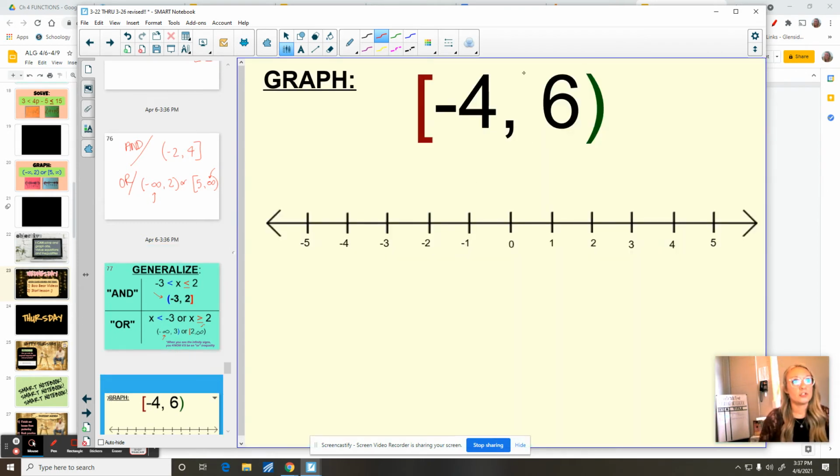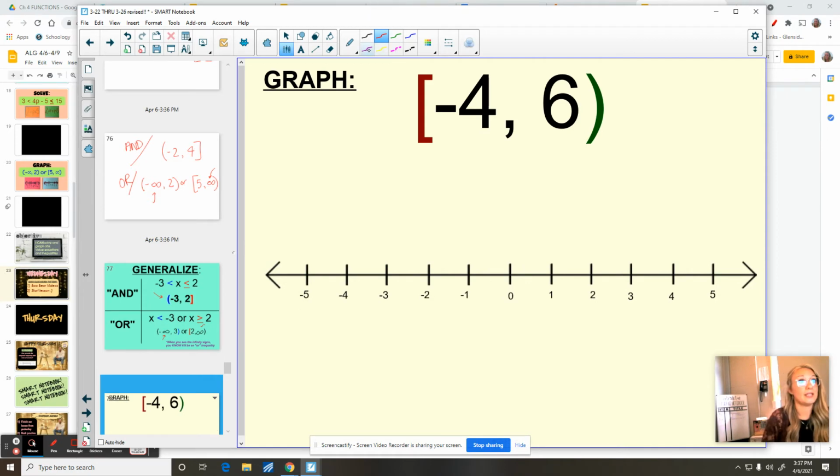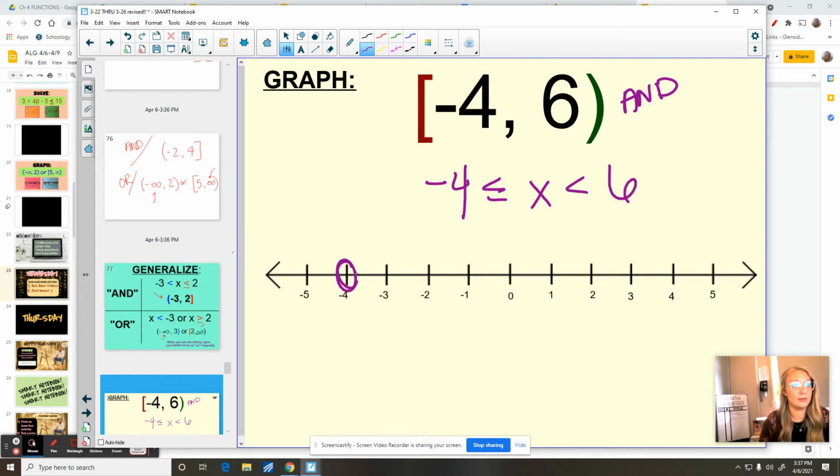Okay, so if I showed you this interval, first of all, you can actually write this out as an inequality. We know that this is going to be and because it's just one single interval. So we've got -4. This bracket tells me that it's going to be less than or equal to x. I see a parentheses, so it'll just be less than 6. And then closed circle at -4. Let's pretend there's a 6 that'll have an open circle. And because it's and, x is in the middle, we shade right in the middle.